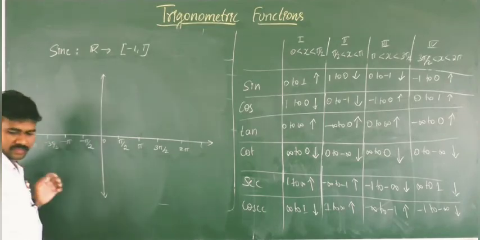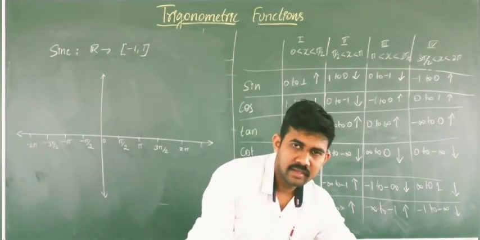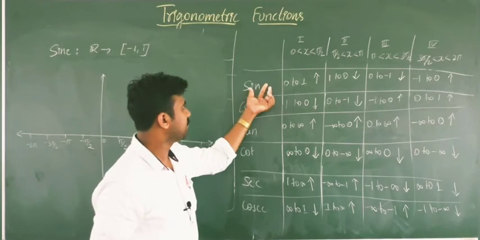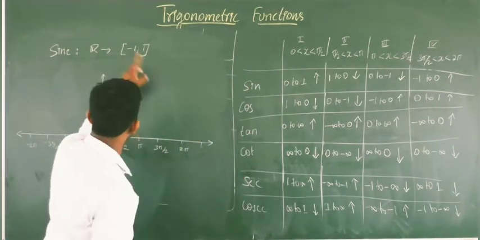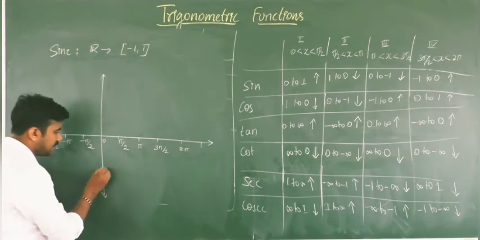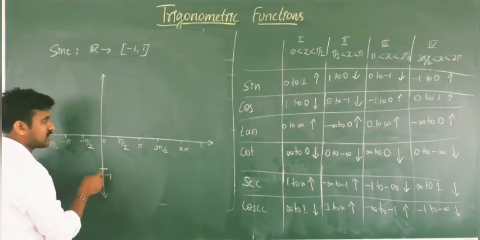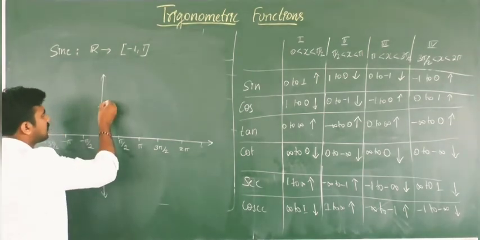Now, according to the value, you can observe here the sine function ranges from -1 to 1. So the minimum value of the sine function is -1, and the maximum value is 1.